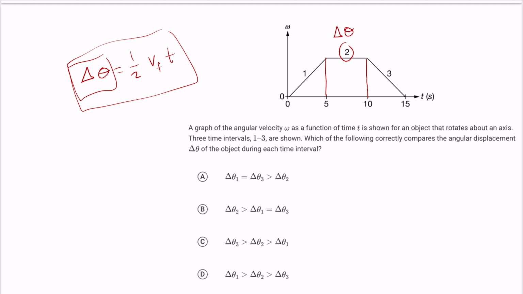And then 1 and 3, assuming they are the same width, then we'll have equal changes in displacement there, since the area underneath this part of the curve will be the same as the area underneath this part of the curve. So it looks like for section 2, we'll have the greatest, and then 1 and 3 should be the same. The only answer choice that suggests that is answer choice B, where it says delta theta 2 is greater than delta theta 1, which is equal to delta theta 3. That's exactly what we just suggested up top. So answer choice B is what we're going to run with.